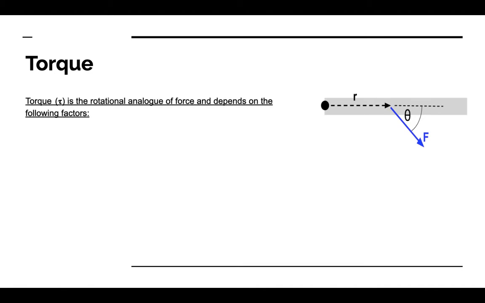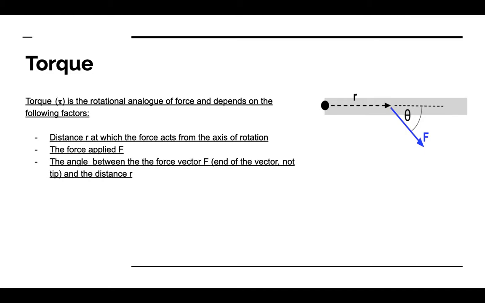So torque. Torque is represented by the Greek letter tau, fancy looking T right here, and is a rotational analog of force and depends on the following factors: the distance r at which the force acts from the axis of rotation, the applied force F, and the angle between the force vector F, the tail of the vector, not the tip, and the distance r. So right here, to illustrate, the torque is going to depend on the distance r at which our force acts, the amount of force that we apply, and then the angle between the force vector, the tail of our vector, and the distance r right here.